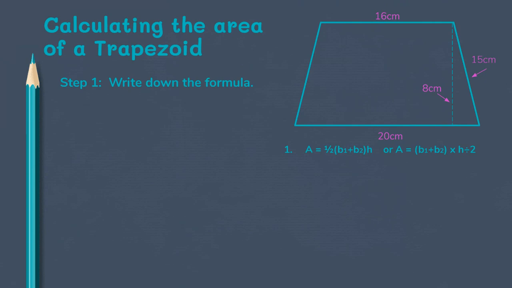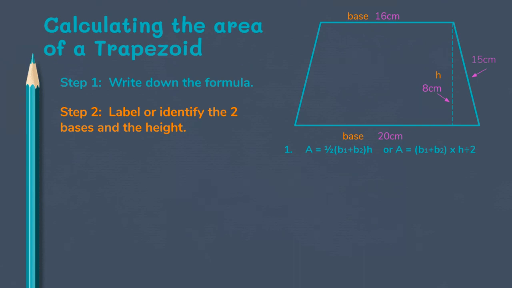Or you can write it, like I said, the other way. All right, so let's keep going. Now, second step, we're going to label or identify the two bases and the height. So when we look at this trapezoid that's drawn, we have a base on the top that's 16 centimeters. You have a base on the bottom that's 20. And then when we're looking for our height, that straight up and down line, that dotted line right there, is 8 centimeters, which would be our height.